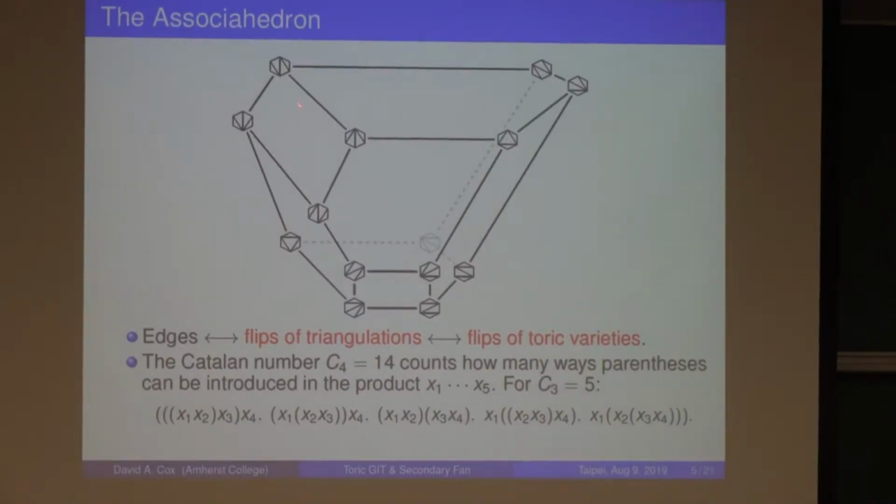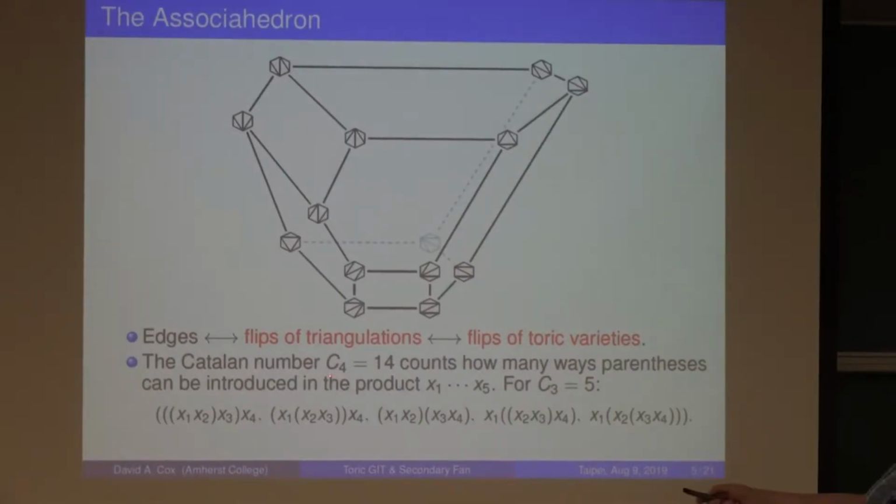So for example, here's a polytope where I always have three facets meeting at a vertex, and that's because there are three diagonals I can flip. So I get this wonderful combinatorial description of what's going on.